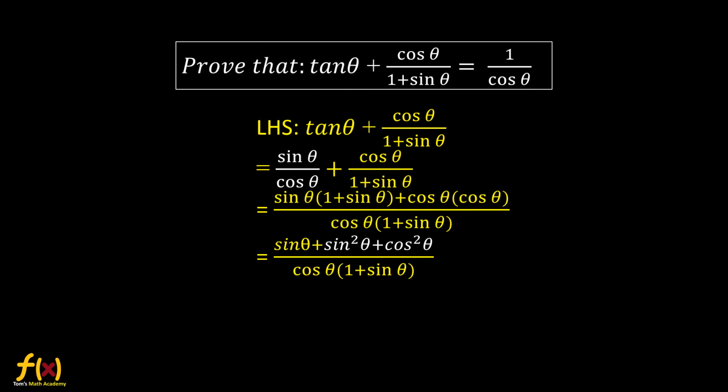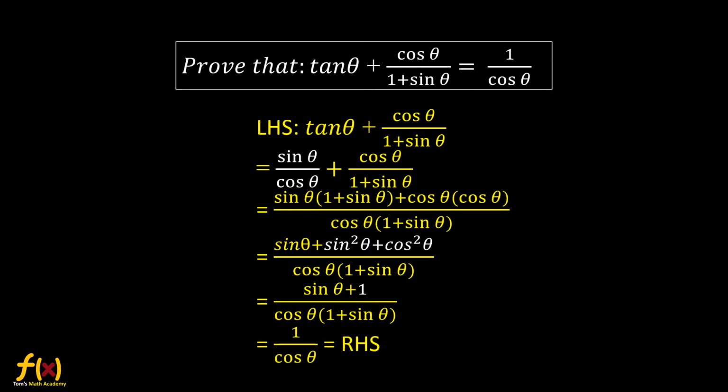Then we see that sin square theta plus cos square theta is 1. Then in the numerator and denominator, if we can cancel something, we can cancel 1 plus sin theta. 1 plus sin theta cancelled. Finally we get 1 over cos theta. That is our RHS.